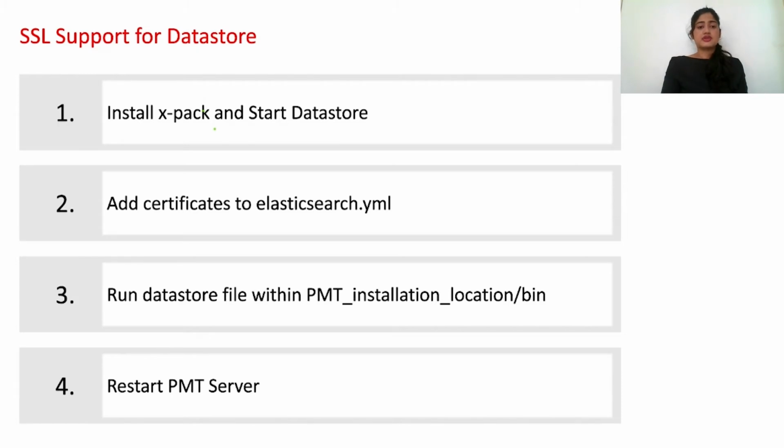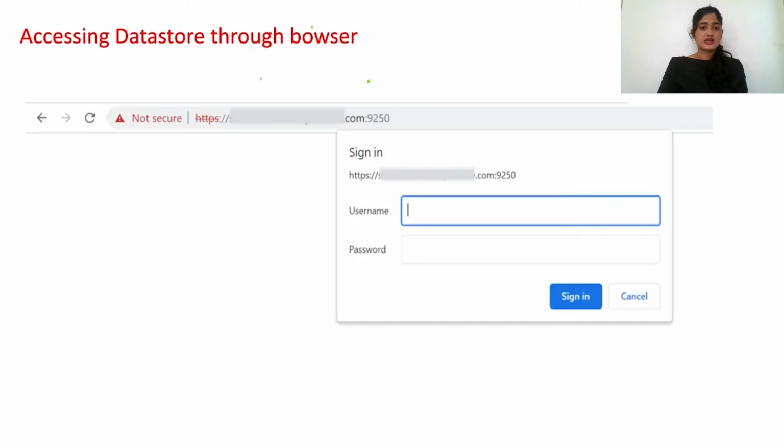Now, the third step here would be to run the datastore.bat file. Here, you need to give yes for the data store running over SSL, provide the username and password, and then restart your PMT server. And here, as you can see, I'm trying to access the data store through the browser, and it is running on top of HTTPS as well as prompting me for the username and password. So this shows that SSL has been enabled for your data store.